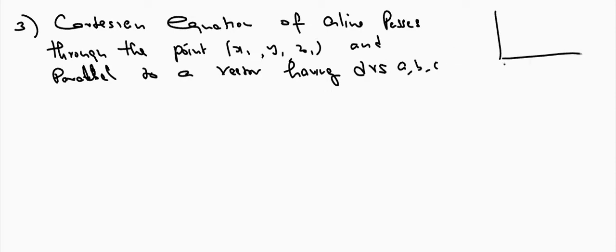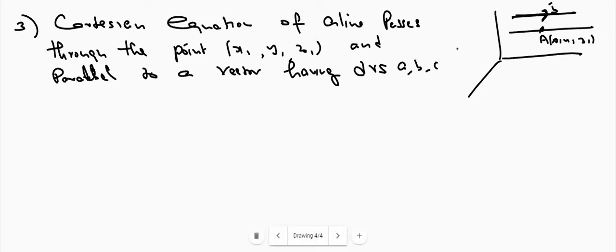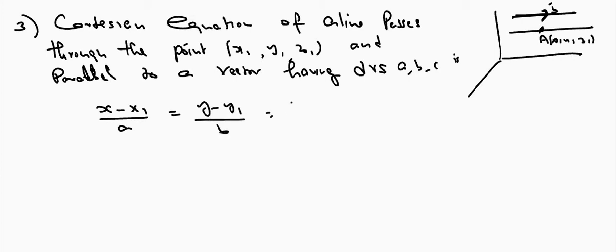Let's find the equation of a line which passes through capital A, that is x1, y1, z1, and is parallel to b vector, whose DRs are a, b, c. The required equation is given by x minus x1 by a equals y minus y1 by b equals z minus z1 by c.